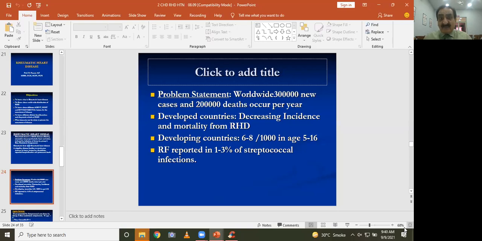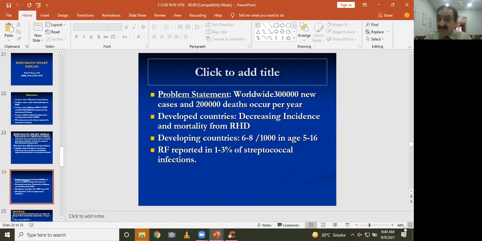And it is very important to know what the chances are of getting rheumatic fever when you have a streptococcal infection. We all have streptococcal infections at times, particularly children of 5 to 15 years of age. They have frequent streptococcal sore throats. But do all streptococcal sore throats lead to rheumatic fever? No. Only 1 to 3% of streptococcal sore throats may lead to the occurrence of rheumatic fever.